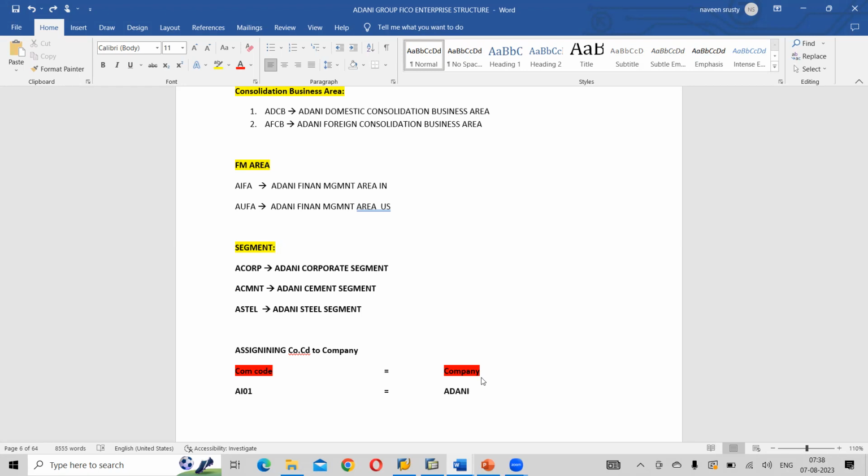Segment, we have ACORP. Nothing but Adani corporate segment, nothing but your head office, which is there in India. Next one, ACMNT, Adani cement segment. Next one, steel segment.